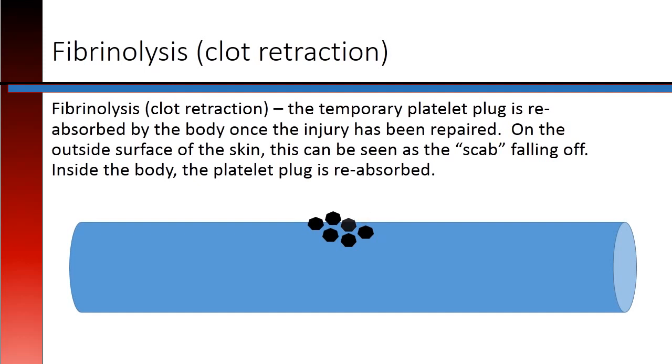The final stage of hemostasis is fibrinolysis, or clot retraction. This is when the temporary platelet plug is reabsorbed by the body once the injury has been repaired. On the outside surface of the skin, this can be seen as a scab falling off. Inside the body, the platelet plug is reabsorbed.